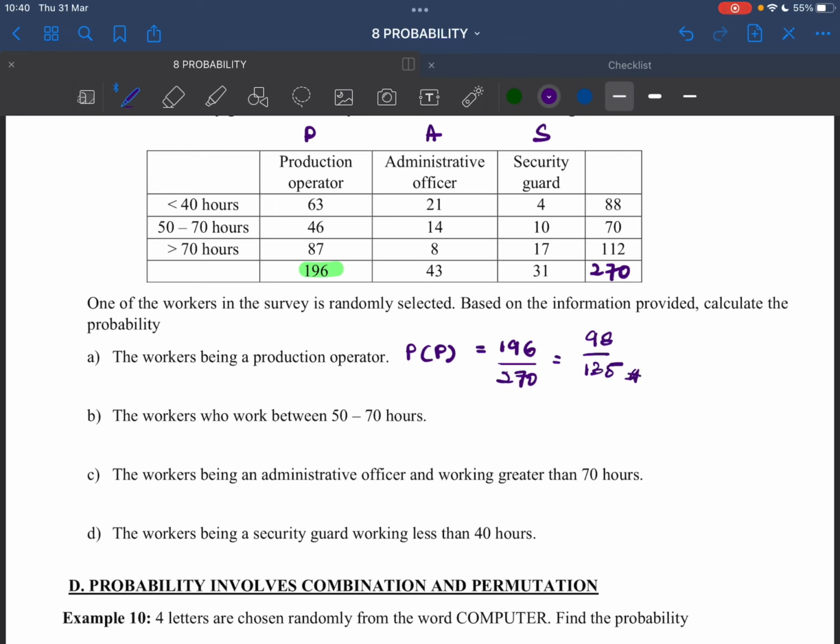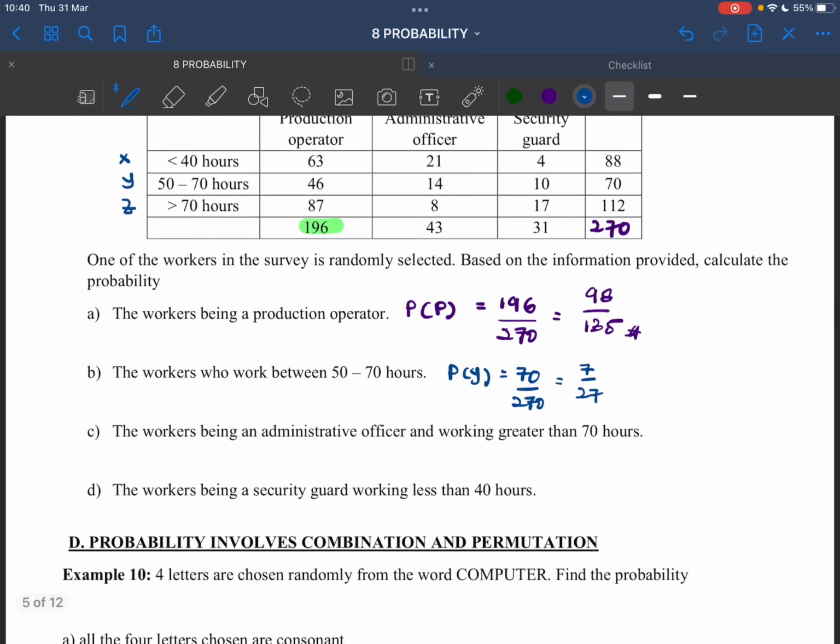Okay. So the next one, the workers who work between 50 to 70 hours. Let this represent X, Y, Z. 50 to 70 hours is this one here. So the sum of all this row, which is 70. So we want to find P(Y) equals 70 over 270. And that will be 7 over 27.